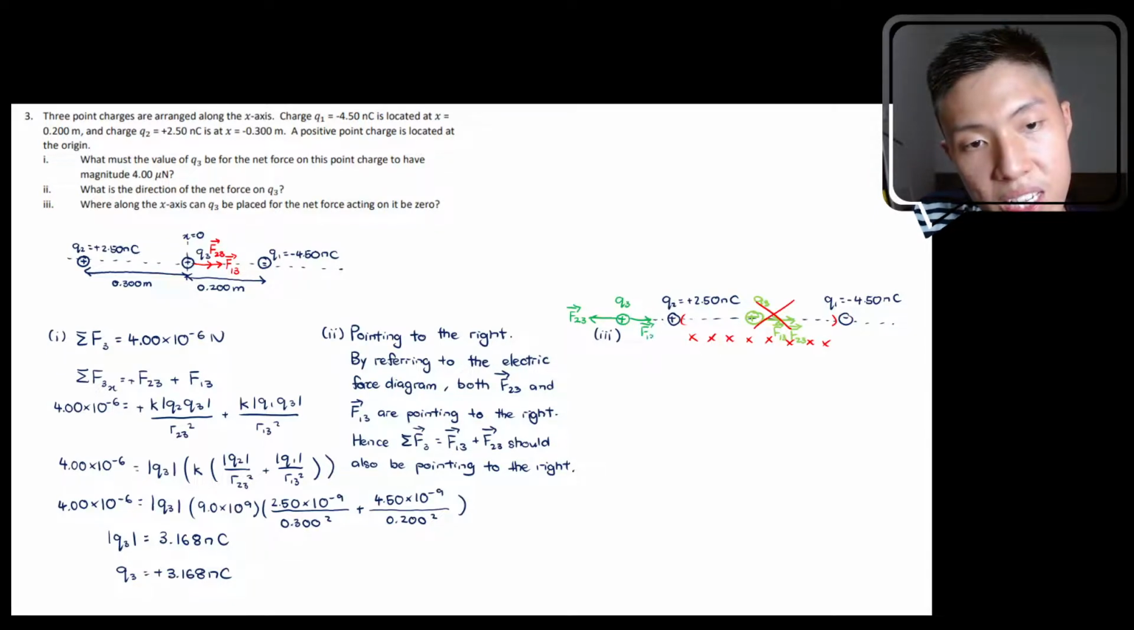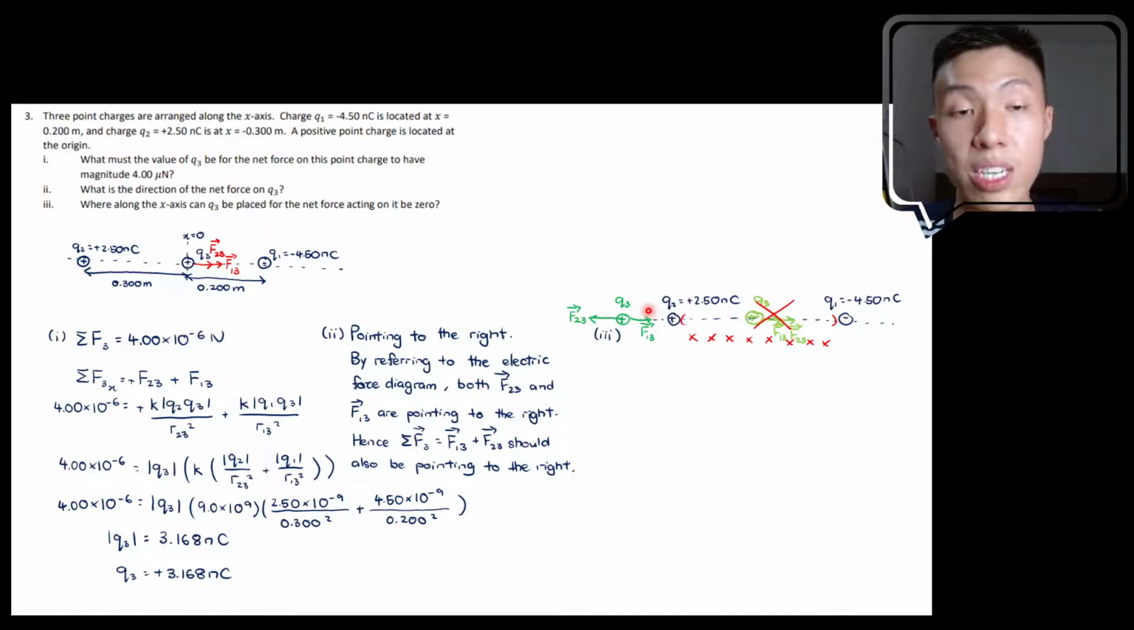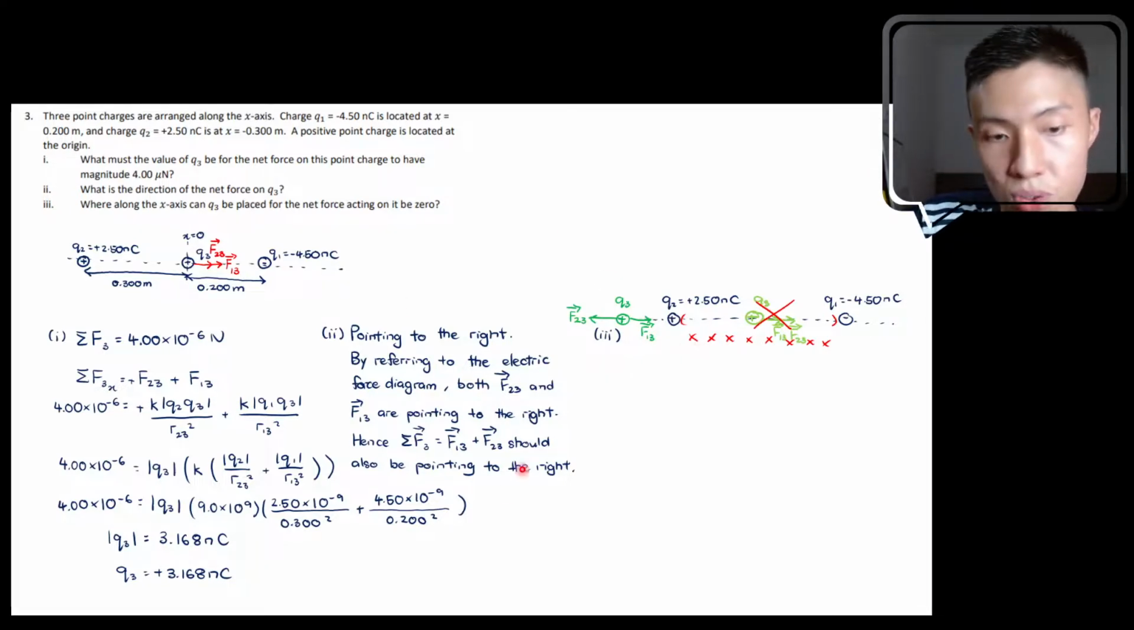So now this free body diagram makes sense, because as long as you are able to make F23 and F13 have the same magnitude, they will cancel each other out because they are in opposite directions. As long as you can make F23 and F13 have the same magnitude, they will cancel out. Net force will be equal to 0.